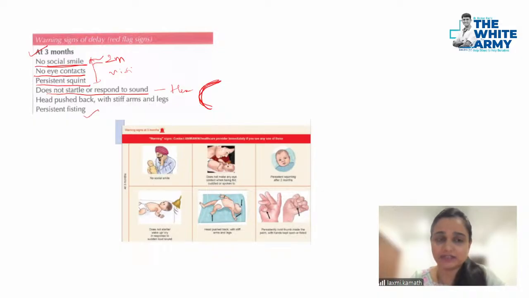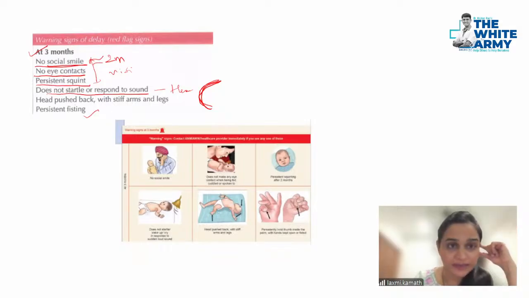And if there is persistent fisting, so if you see a few babies keep their thumb inside the palm, this is called fisting, which usually disappears with the disappearance of the palmar reflex, that is around 2 months. So we can wait up to 2 months for the fisting, beyond which it will become a red flag sign. So these all are shown in our mother and child protection card.